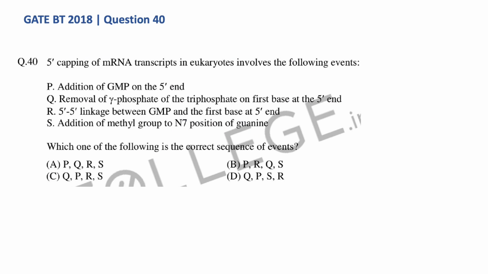Hello all. Today we'll solve question number 40 of GATE Biotechnology 2018 paper. So the question is, 5' capping of mRNA transcripts in eukaryotes involves the following events.